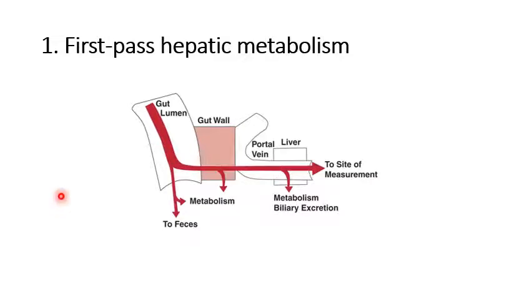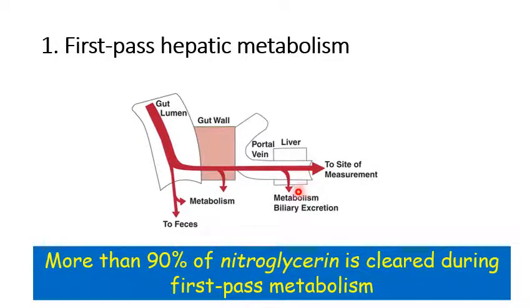Okay, we will start with the factors that influence bioavailability of a drug. As we said before, first-pass hepatic metabolism is a major obstacle for absorption of some drugs. An example of these drugs is nitroglycerin. Nitroglycerin is known to be extensively metabolized by the hepatic enzymes. Therefore, more than 90% of nitroglycerin is cleared during the first-pass metabolism.